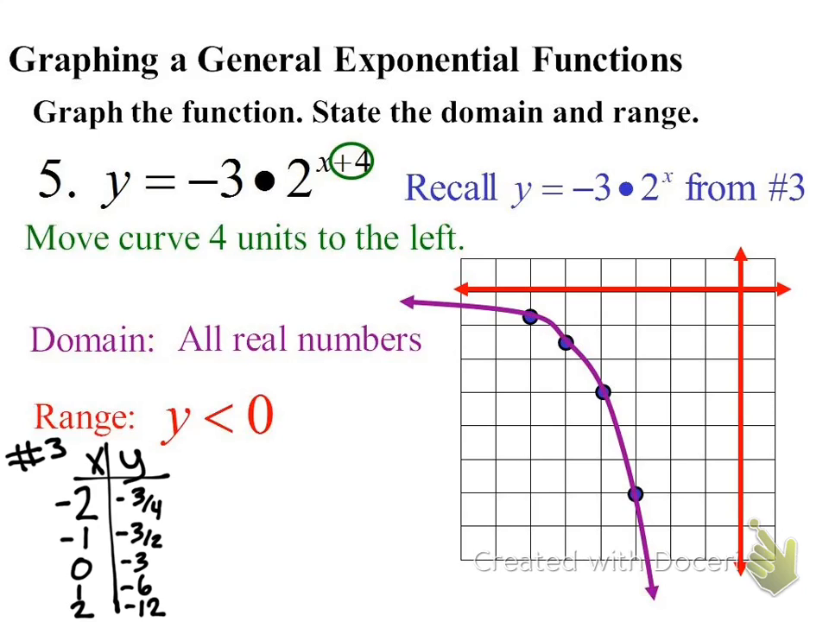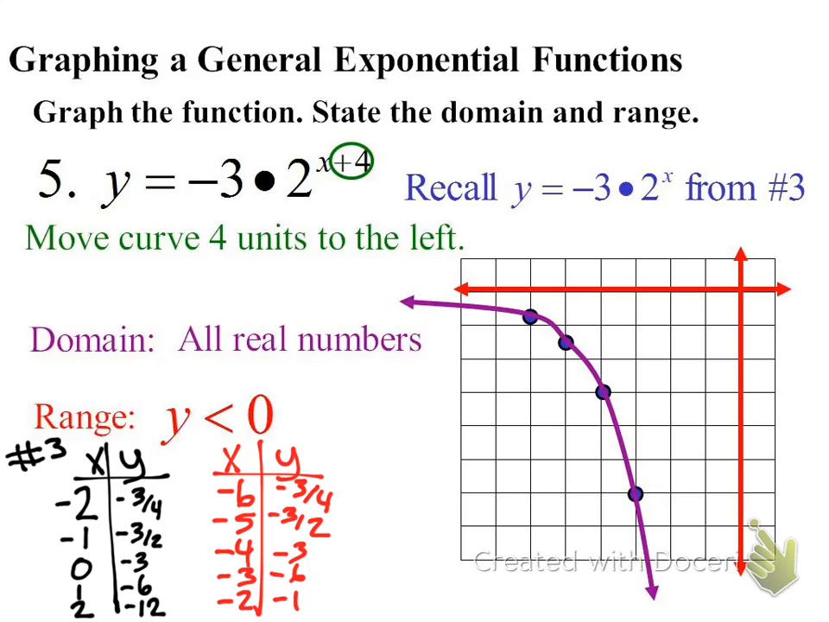Okay, so for this new graph, to move something left, you are changing the x values. So you would just subtract 4 from each x. So now we have -6, -3/4; -5, -3/2; -4, -3; -3, -6; and -2, -12.